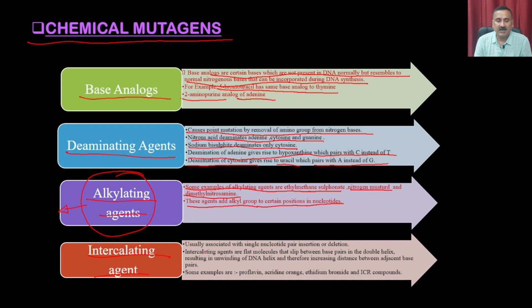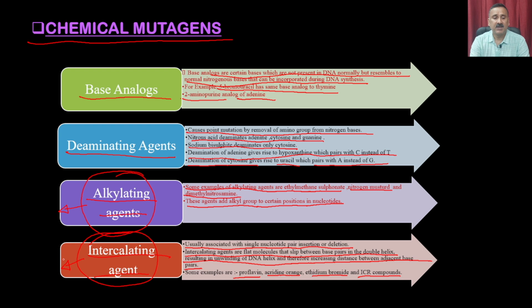And then we have intercalating agents, usually associated with single base pair insertions or deletions. Intercalating agents are flat molecules that slip between the base pairs in the double helix, resulting in unwinding of the DNA helix and therefore increasing the distance between adjacent base pairs. Some examples are proflavin, acridine orange, ethidium bromide and the ICR compounds. Intercalating agents are also very problematic because they interfere with DNA synthesis, and they also change the normal DNA structure, and that's how they cause mutations.